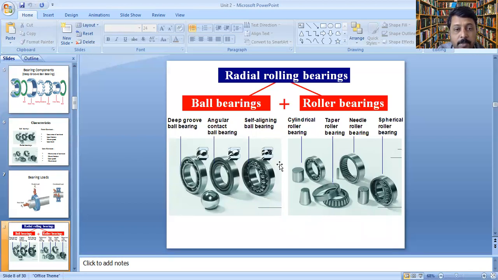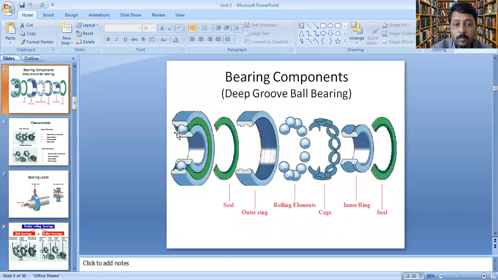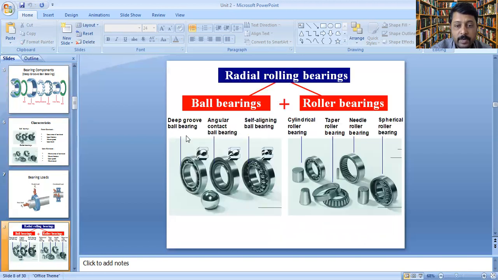Now let us see these different types. Different types of ball bearings are there, and different types of roller bearings are there. So this is the first type of ball bearing, which is called a deep groove ball bearing. As we have seen in the diagram over here, this is a deep groove ball bearing.